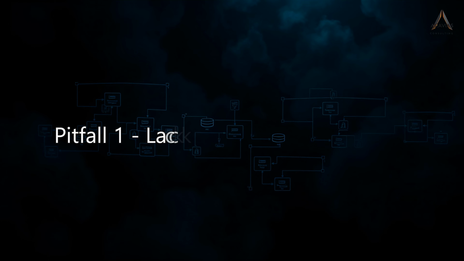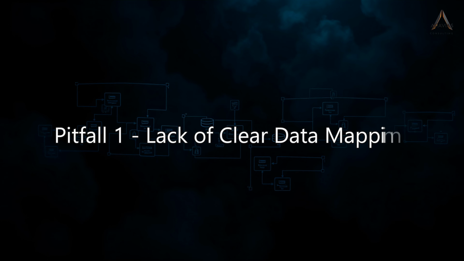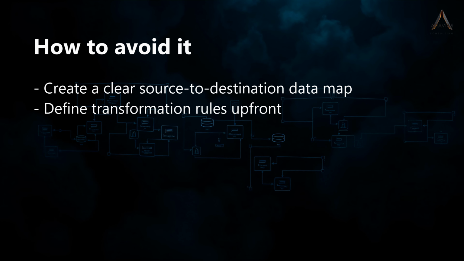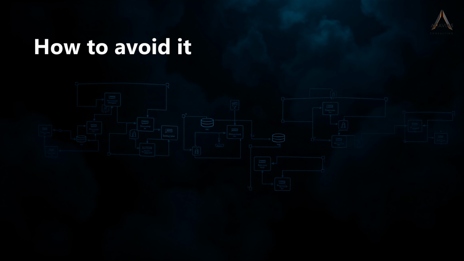Pitfall number 1: lack of clear data mapping. One of the biggest mistakes teams make is not defining clear data mapping before setting up ADF pipelines. Without it, you'll end up with missing, duplicated, or corrupted data, which delays your project. How to avoid it? Work with your data team to create a clear source-to-destination data map. Define transformation rules up front to avoid surprises later.